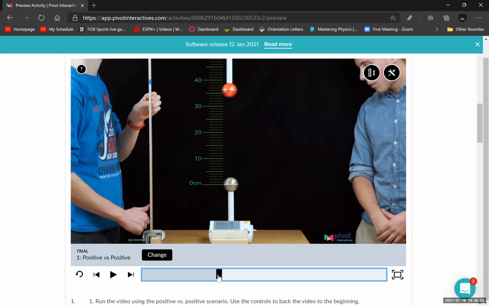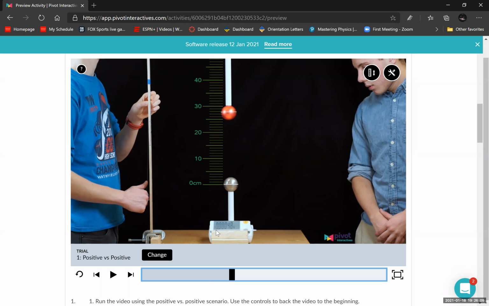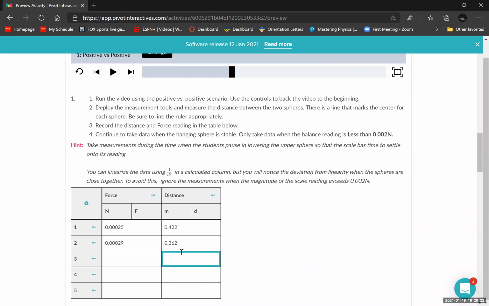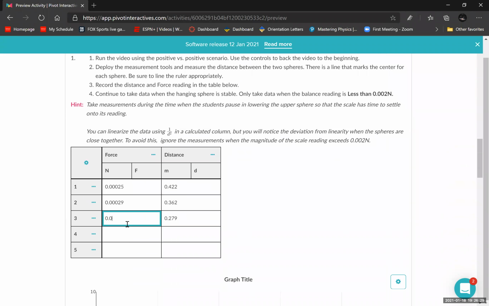Okay. And then you can see, you're going to continue. So let's say it goes and he stops. Now it is 48, so 0.00048 newtons when they are closer to one another. And the distance here is right now, I would say 27.9 or something like that. That means when this is 0.279, force is 0.00048.